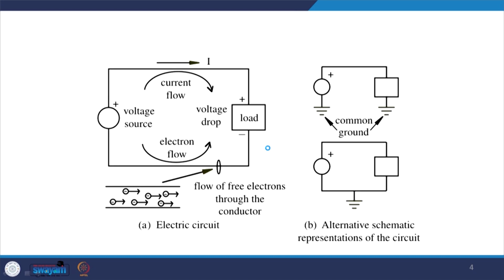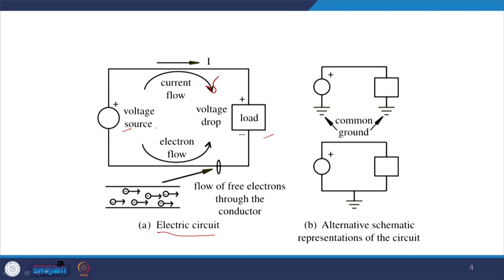If we look at this figure, it depicts an electric circuit. Here you can see a voltage source and a load, and this is the direction of electron flow through the conductor. The conventional direction of current flow is taken opposite to the direction of electron flow. So, we have this direction as the current flow direction, and there is a voltage drop across the load. This is how an electric circuit looks.